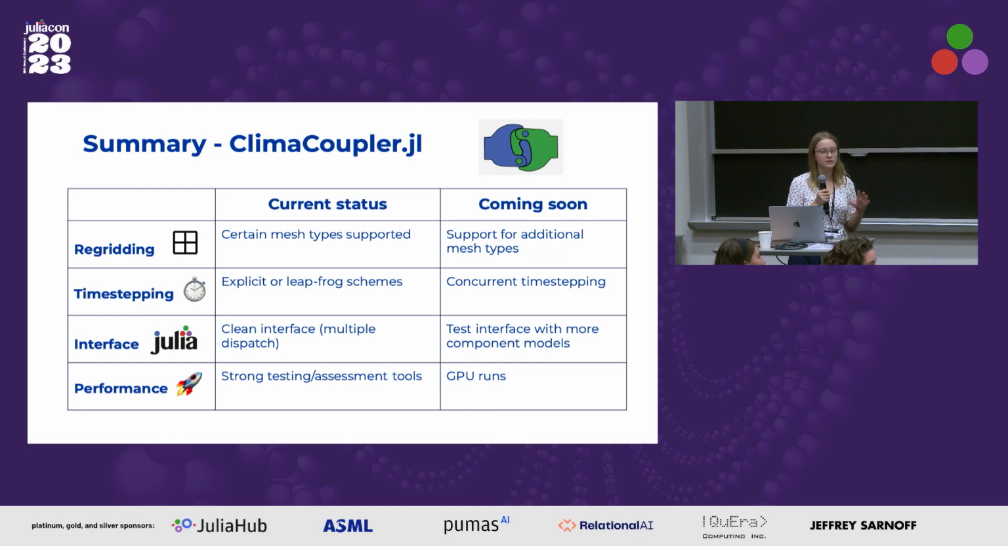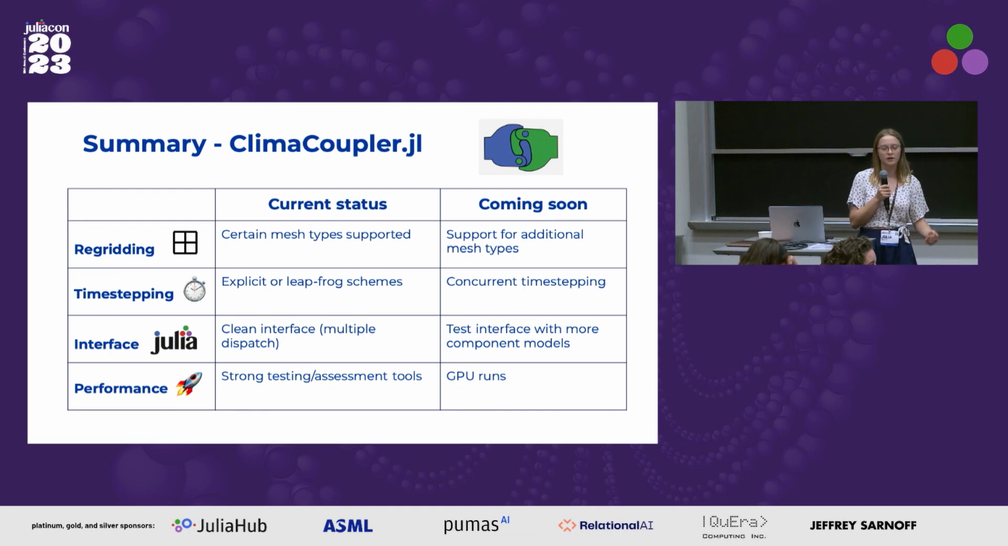Our interface is currently pretty sleek and slim, largely thanks to Julia's multiple dispatch, and soon we'll be testing it with additional models. We hope to couple to Oceananigans in the coming months. And in terms of performance, we've been able to really easily assess our performance, and we're currently working on getting our atmosphere code to run on GPUs, which will hopefully significantly speed up our code.